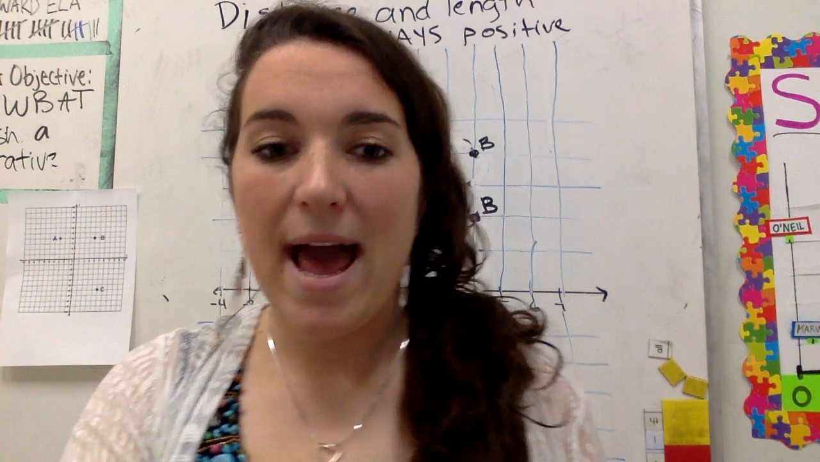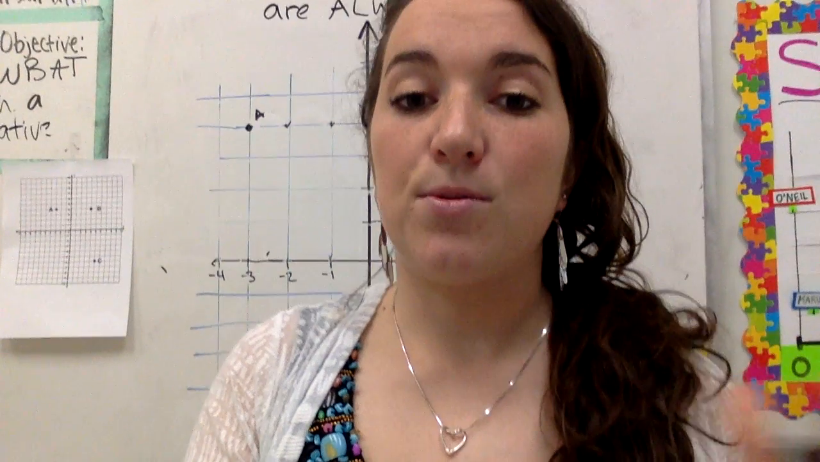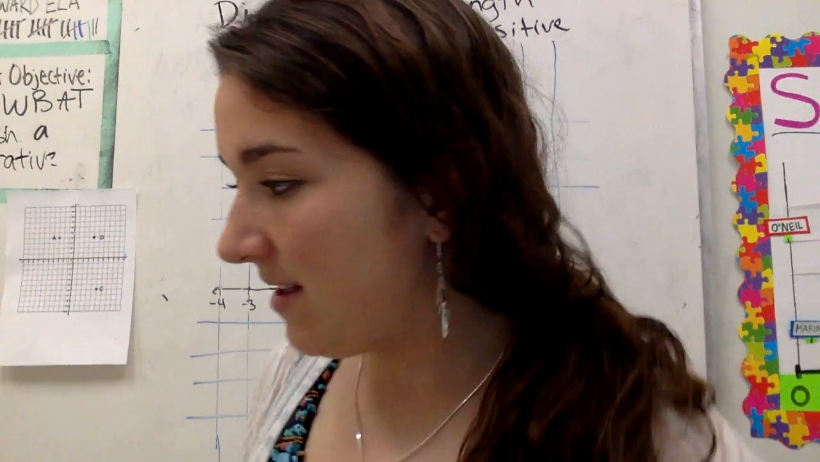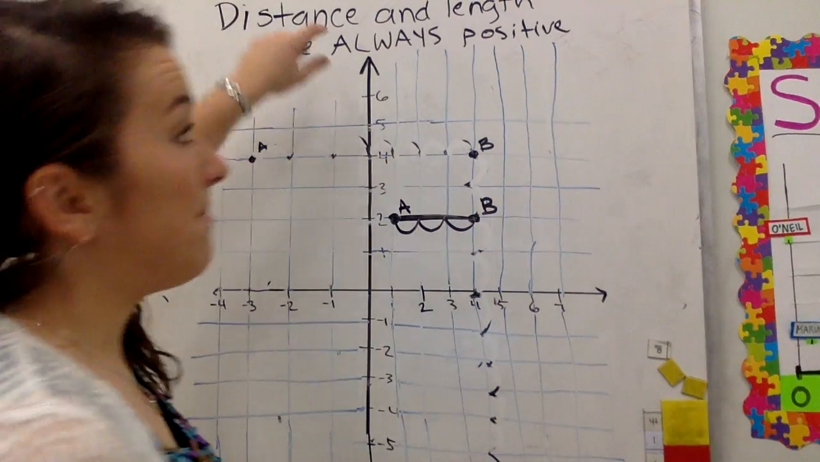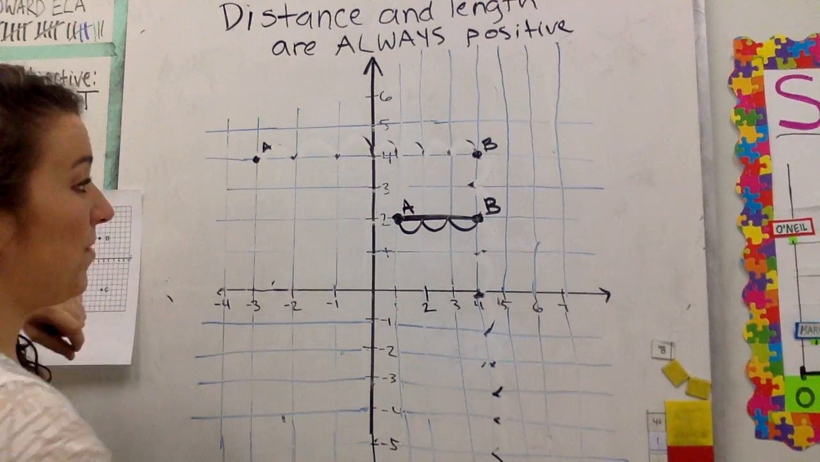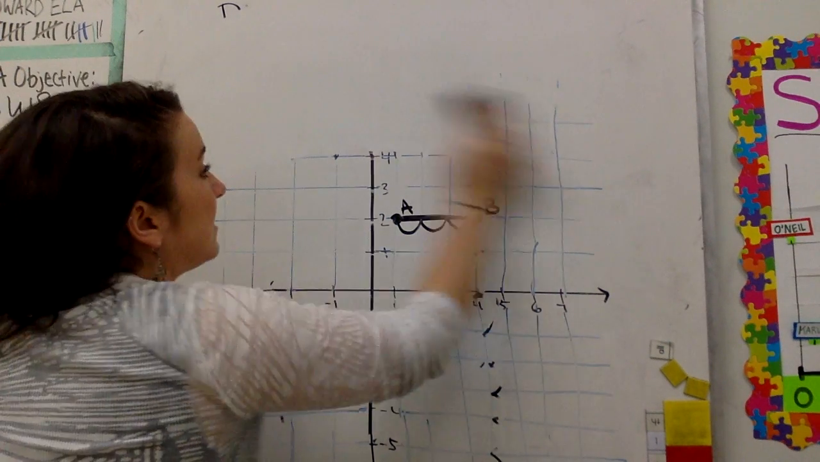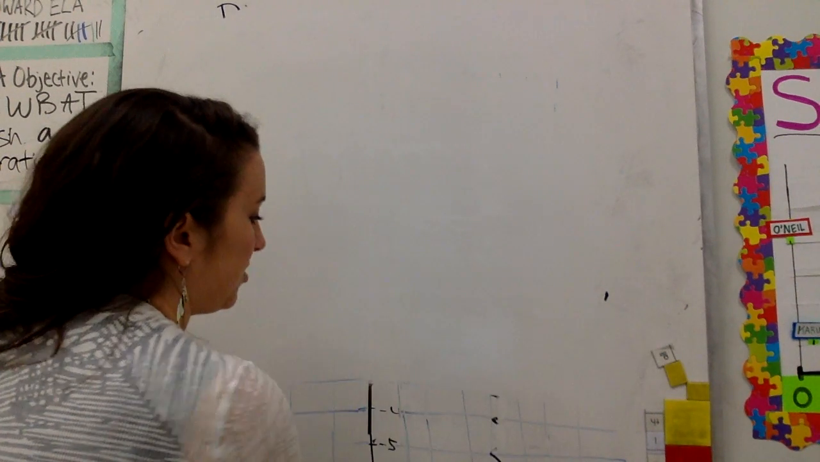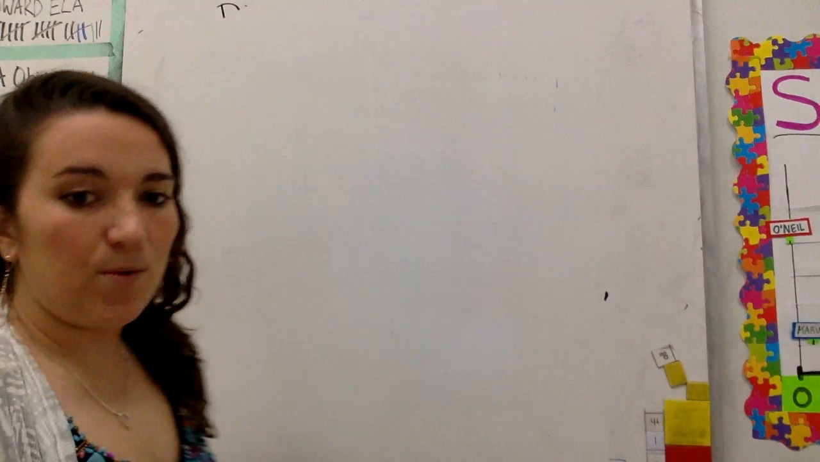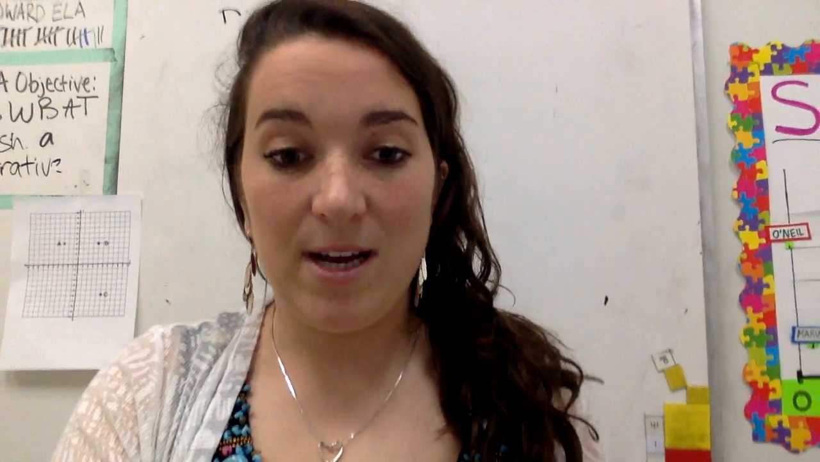All right, so go ahead and try numbers 3, 4, and 5 on the front, and then numbers 7 and 8 on the back. And remember, distance and length are always positive. And the last thing I want to do is one of the decimal multiplication problems. So we need to make sure we are doing decimal multiplication really well.